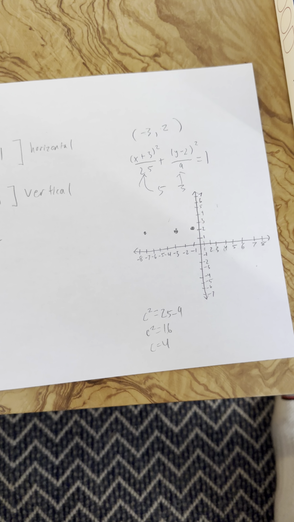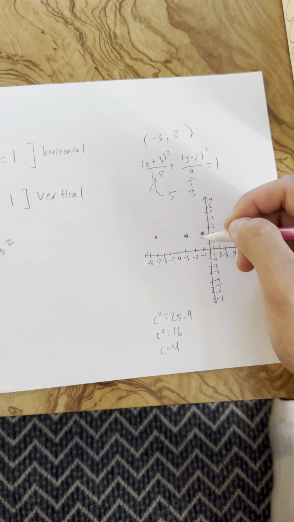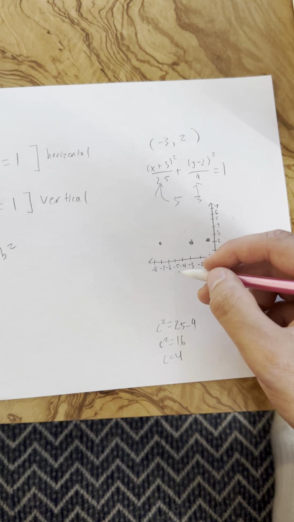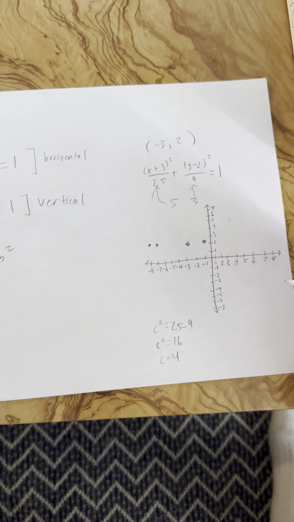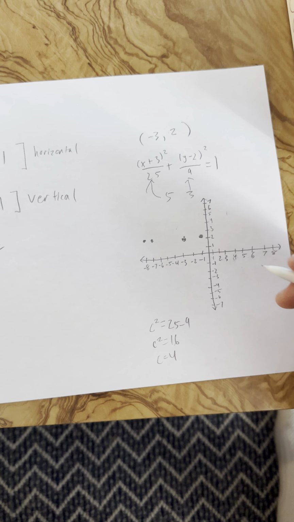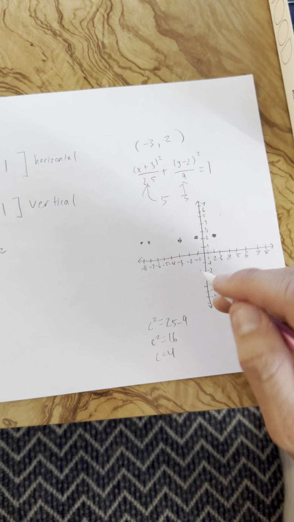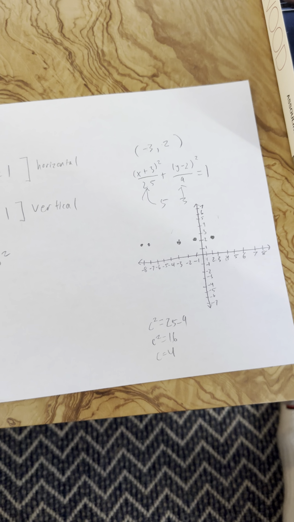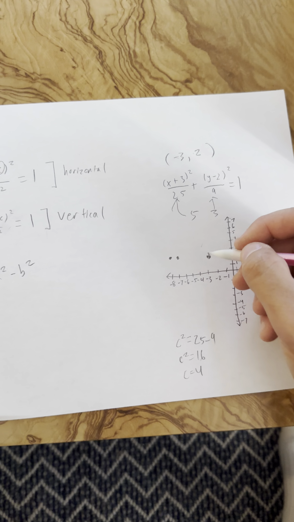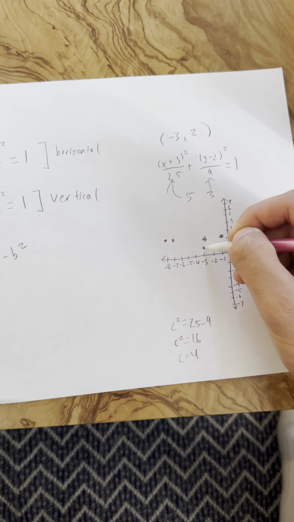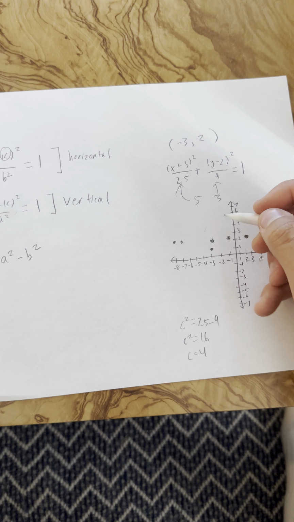Now, the next thing we can do is find our vertices, which would be negative 8, 2. And our next vertex would be 2, 2. Our final step would be to connect all these things and finish our graph after finding our co-vertices, of course, which are negative 3, 1, and our second co-vertex, which is negative 3, 5.